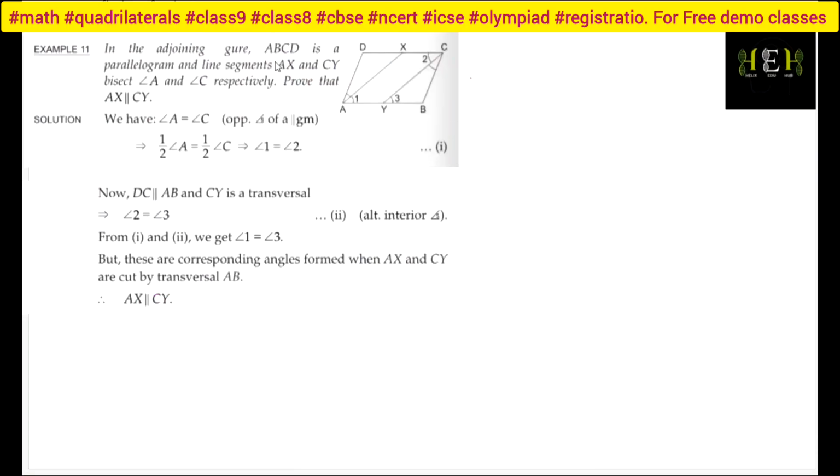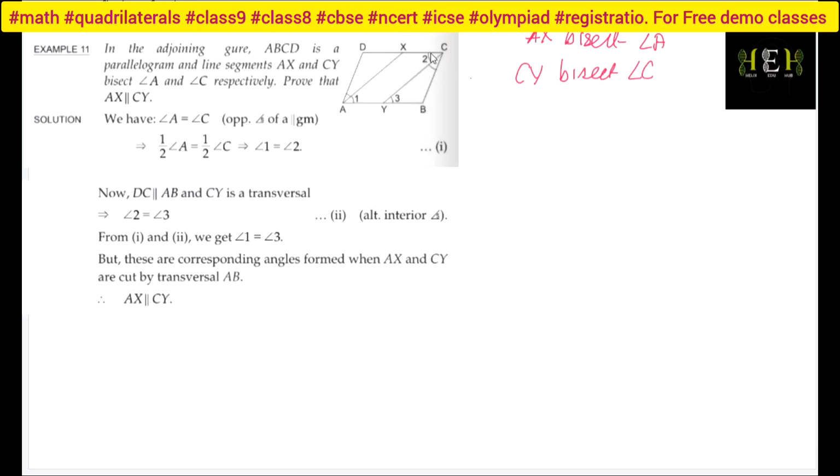They are asking that ABCD is a parallelogram, and the line segments AX and CY bisect the angles. Okay, they are the bisectors. These two lines are the bisectors. AX bisects which angle? Angle A, and CY bisects angle C, respectively. Prove that AX is parallel to CY.